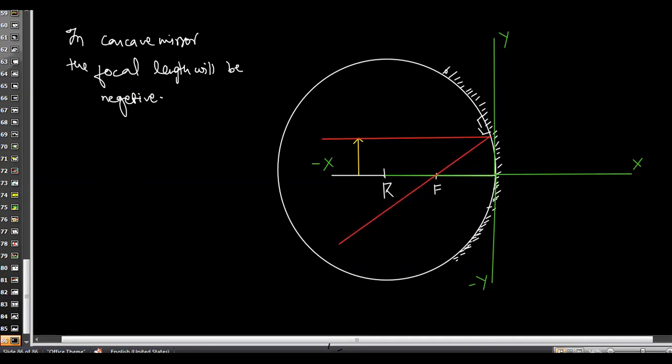And if I pass another ray from its top, sorry, from the radius of curvature, but it's your choice. If you want to make it from the focus, you can make it from the focus. If I'm making it from the focus, then it will be reflected back parallel to the principal axis.